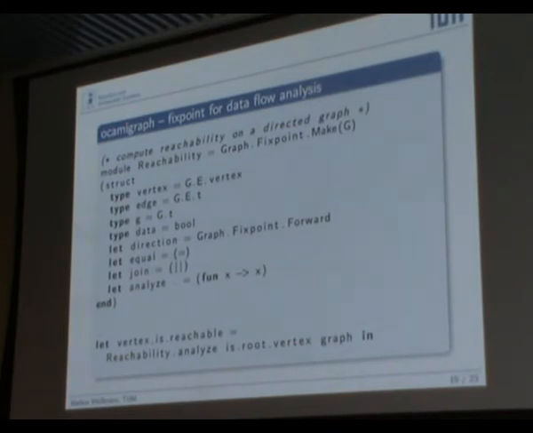And then this will compute the fixed point for that, and you get this function down there. You can say, okay, analyze, then you have to give it a predicate for what actually is your root node, and your graph, and then you get a lookup function for every node where you can see whether it is reachable, yes or no. And of course, this works very nicely with the more complicated data flow analyses. I think it's not the fastest implementation on Earth, but you can write it down very nicely.